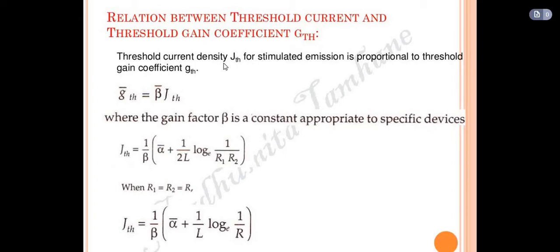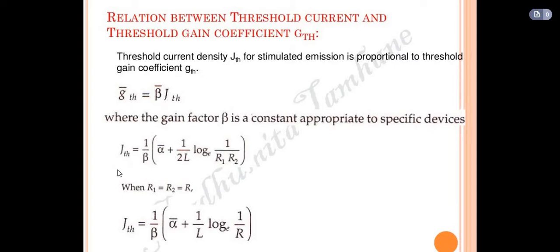So we are assuming one factor: the threshold current density JTH for stimulated emission is proportional to the threshold gain coefficient. So the gain will be beta bar into JTH, density into beta equals your gain, right? So we know GTH, right? What is GTH? We just now found the expression for it. So this value shifts to this side, it will be divided.